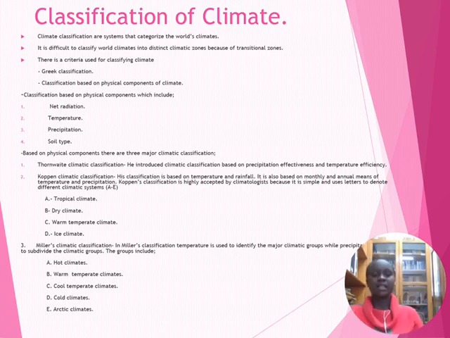We go to Miller's climatic classification. In Miller's classification, temperature is used to identify the major climatic groups, while precipitation is used to subdivide the climatic groups. According to him, he has 5 climatic regions, that is hot climates, warm temperate climates, cool temperate climates, cold climates, and Arctic climates.